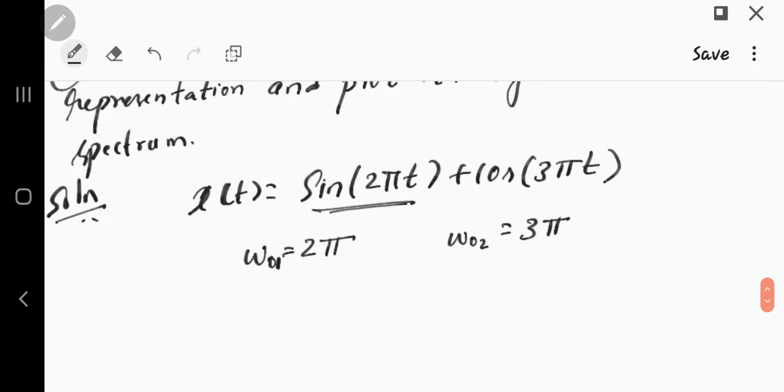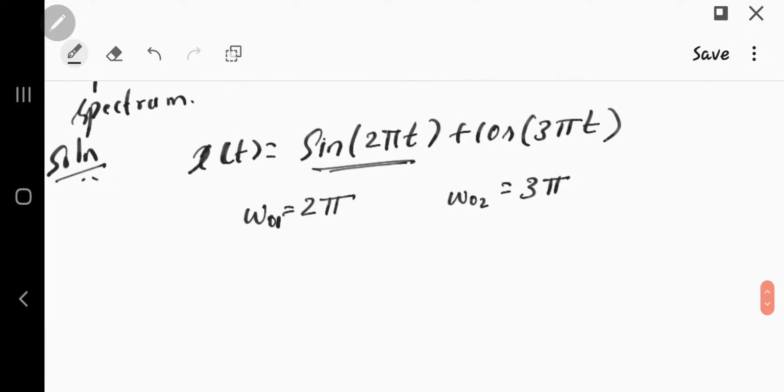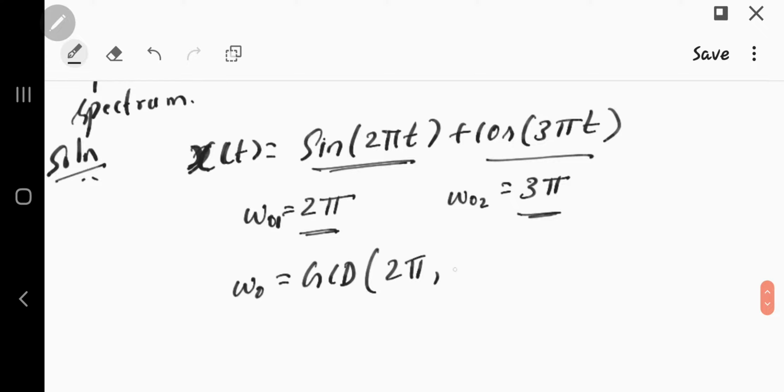Okay. Now we should have a common angular frequency for both of them. For this kind of signal, combining these two, we get x of t. Now what is x of t? X of t will have one angular frequency, that is omega naught. Now this can be found if you have two different values of omega. So we can find it like this. We can take the greatest common divisor of these two.